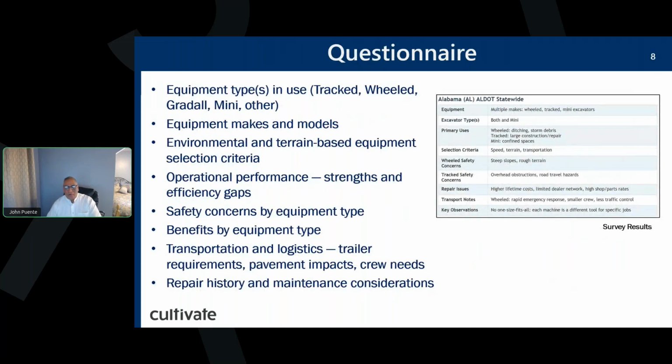Here's a list of the type of questions we asked in the survey. What equipment types and models they had in their fleet, how they chose to buy that equipment, what were the strengths and the weaknesses they experienced with their choices, were there any safety considerations, what did they experience in transportation logistics, and then finally, what did their repair history or their maintenance experience look like?